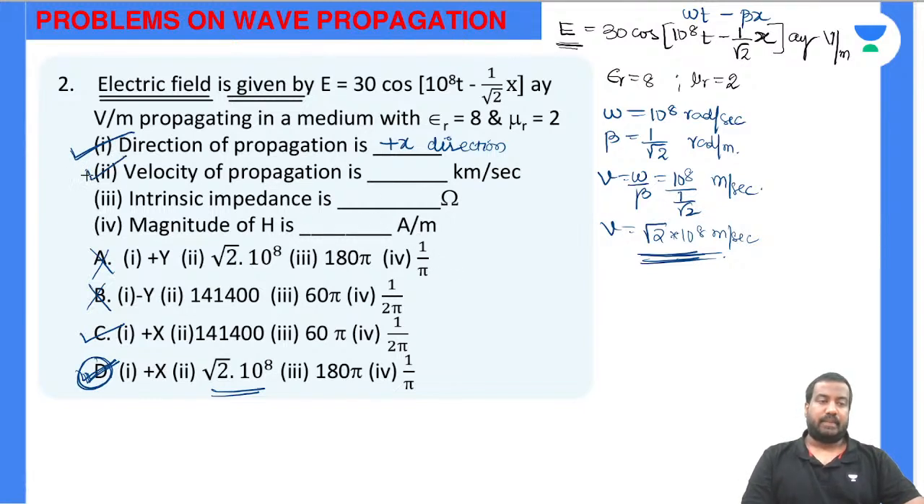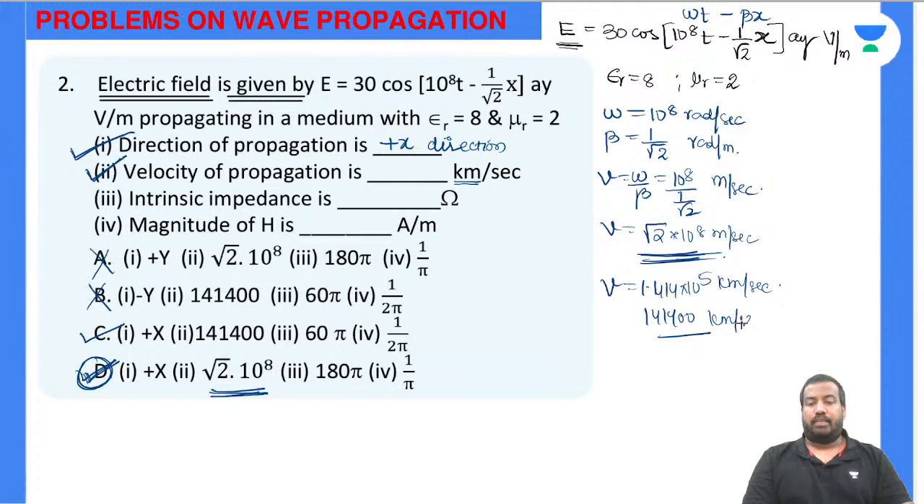Velocity of propagation is root 2 into 10 power 8 meter per second. Root 2 into 10 power 8 is available, but you see the unit here. Kilometer per second. So convert this into kilometer. 1.414 into 10 power 5 kilometer per second. This is 141400 kilometer per second. Therefore, that's the reason why it is not D. Should be very careful, okay? It must be C.